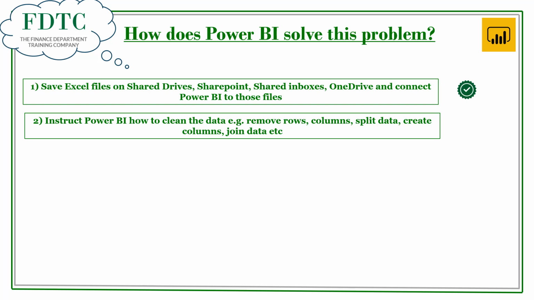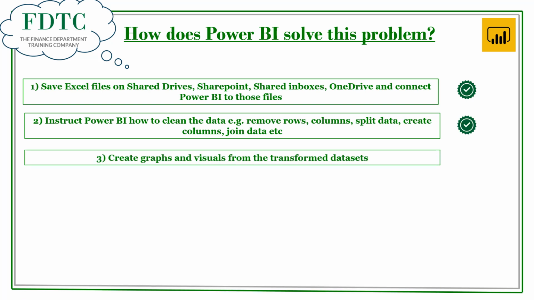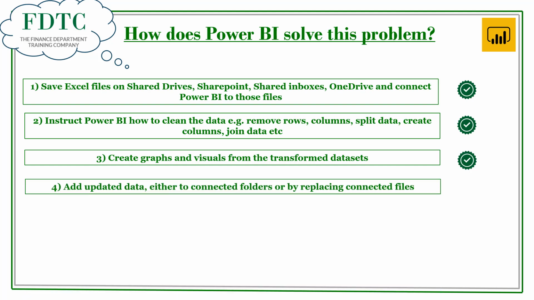So we might remove some rows, we might remove columns, split some data, create columns, join data, all that kind of thing. We then create graphs and visuals from the transformed datasets. Now, right at the end, once we've created our report, we might get some new data in. In fact, hopefully we will get some new data in. After all, we're creating a repetitive report. And once we've got that new data, we can add that updated data either to the connected folders of files that Power BI is connected to, or by replacing the original connected files that we had in step 1.